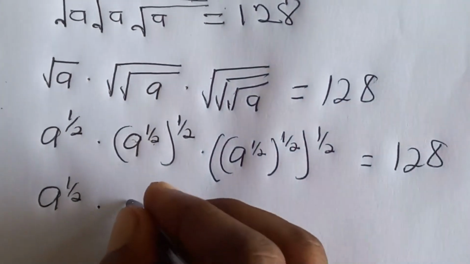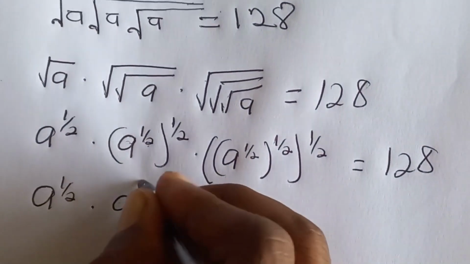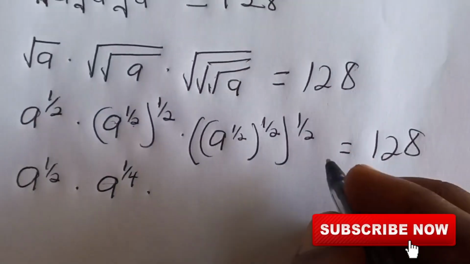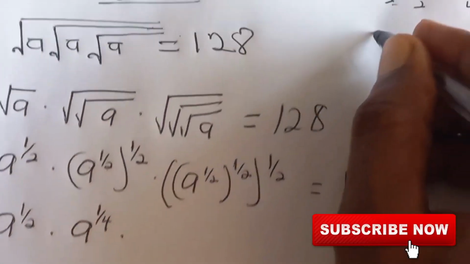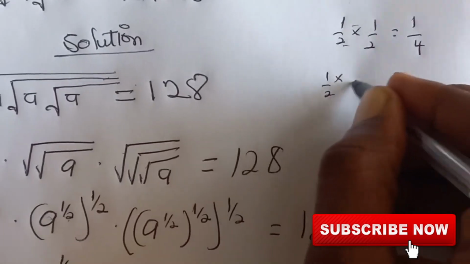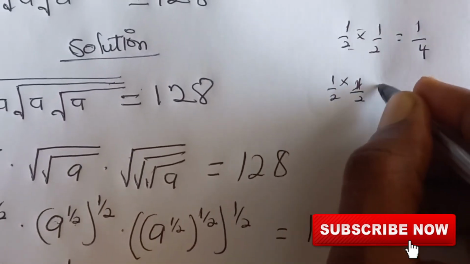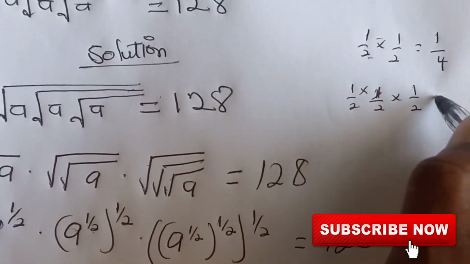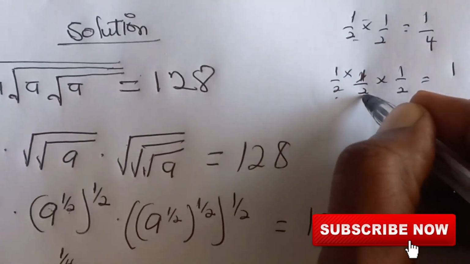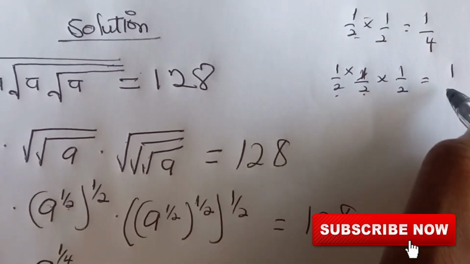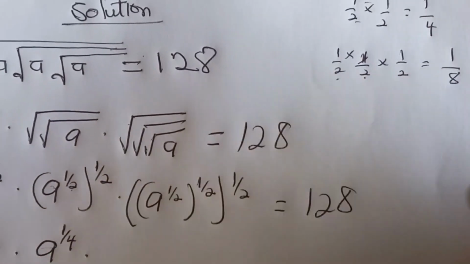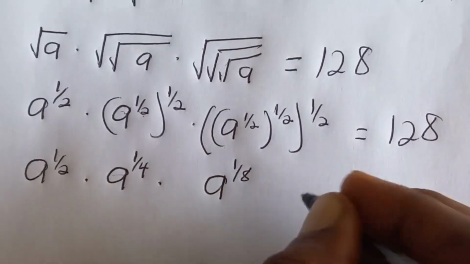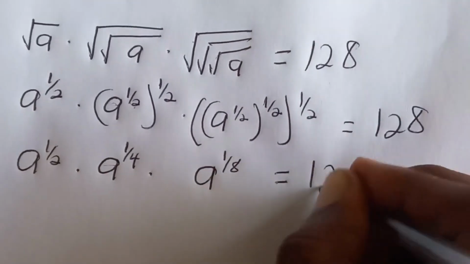So we have a exponent 1 on 4 multiplied by this one: 1 times 1 over 2 times 1 over 2 times 1 over 2. 1 times 1 is 1 times 1 is 1. 2 times 2 is 4, 4 times 2 is 8. So it means that we are going to get a exponent 1 on 8, which is equal to 128.